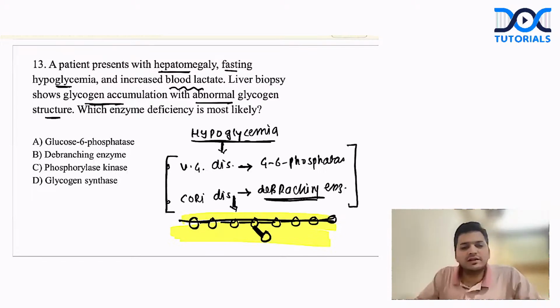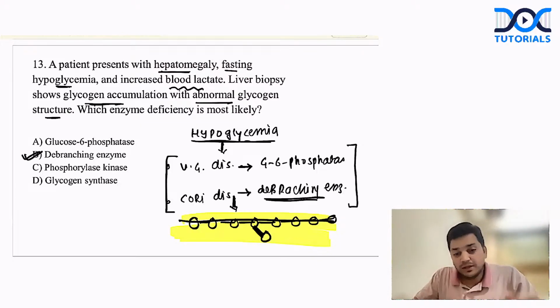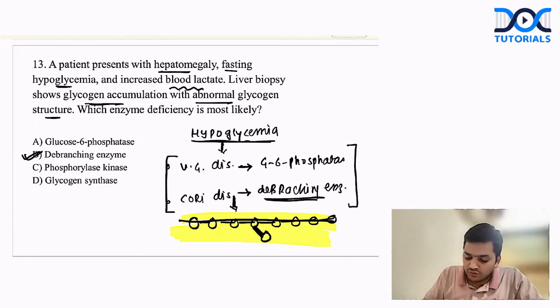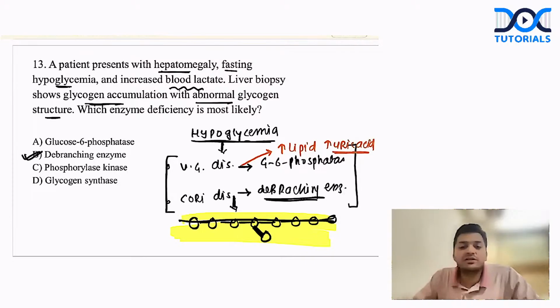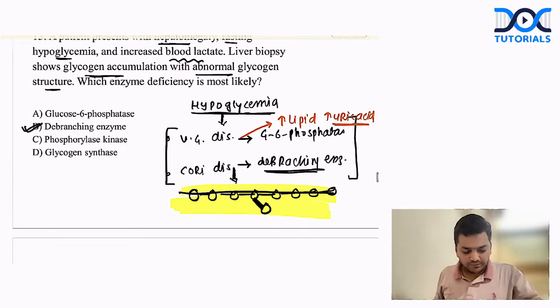So they are asking about a patient who is having hypoglycemia. The moment they say hypoglycemia, two things come to my mind: von Gierke and Cori. And because they have said that abnormally structured glycogen is there, that is, short branched glycogen, the answer is going to be debranching enzyme deficiency. They must be talking about Cori disease. Plus, in von Gierke, what are the other things that are going to be there? In von Gierke, there is an increase in the lipid levels and an increase in the uric acid levels. So these additional features, hyperlipidemia and hyperuricemia, are seen in von Gierke. Right? Let's move to the next question.